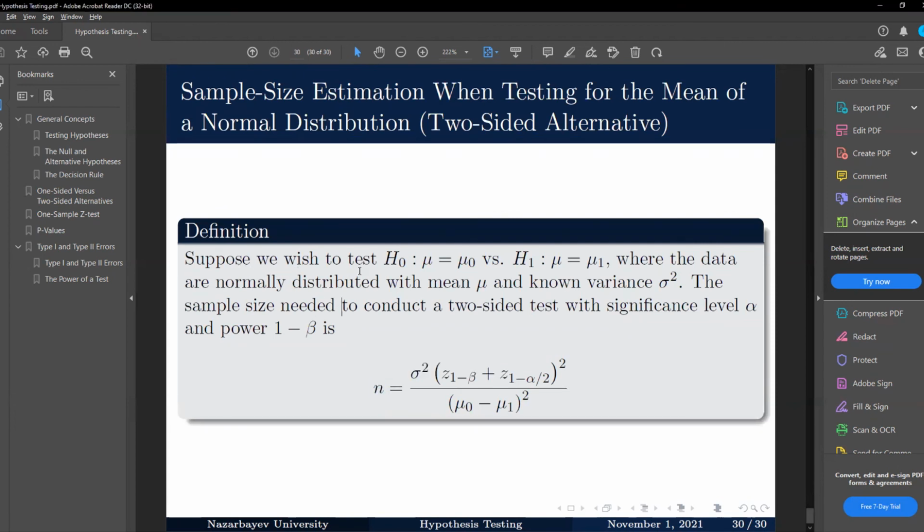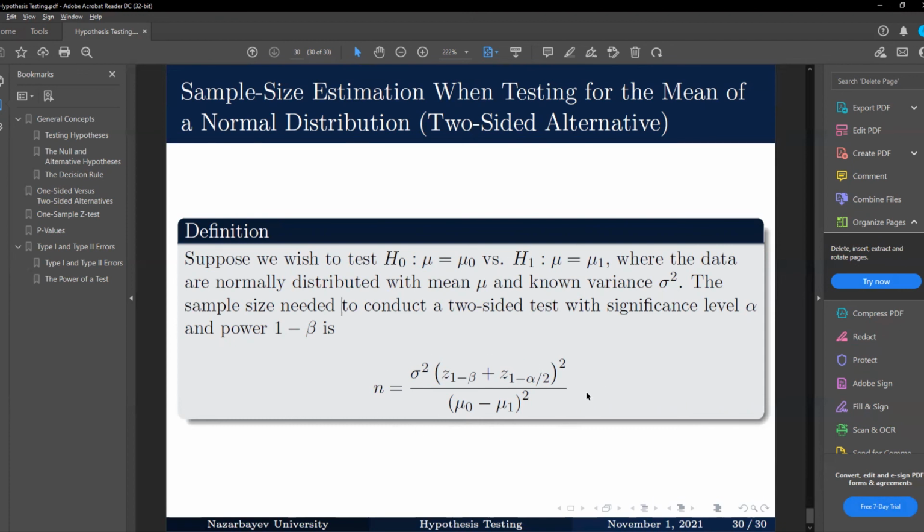Again, suppose we wish to test a null hypothesis that mu is equal to mu naught against alternative hypothesis that mu is equal to mu one, where the data are normally distributed with mean mu and known variance sigma squared. The sample size needed to conduct two-sided test with significance level alpha and power one minus beta is then calculated using the following formula here.